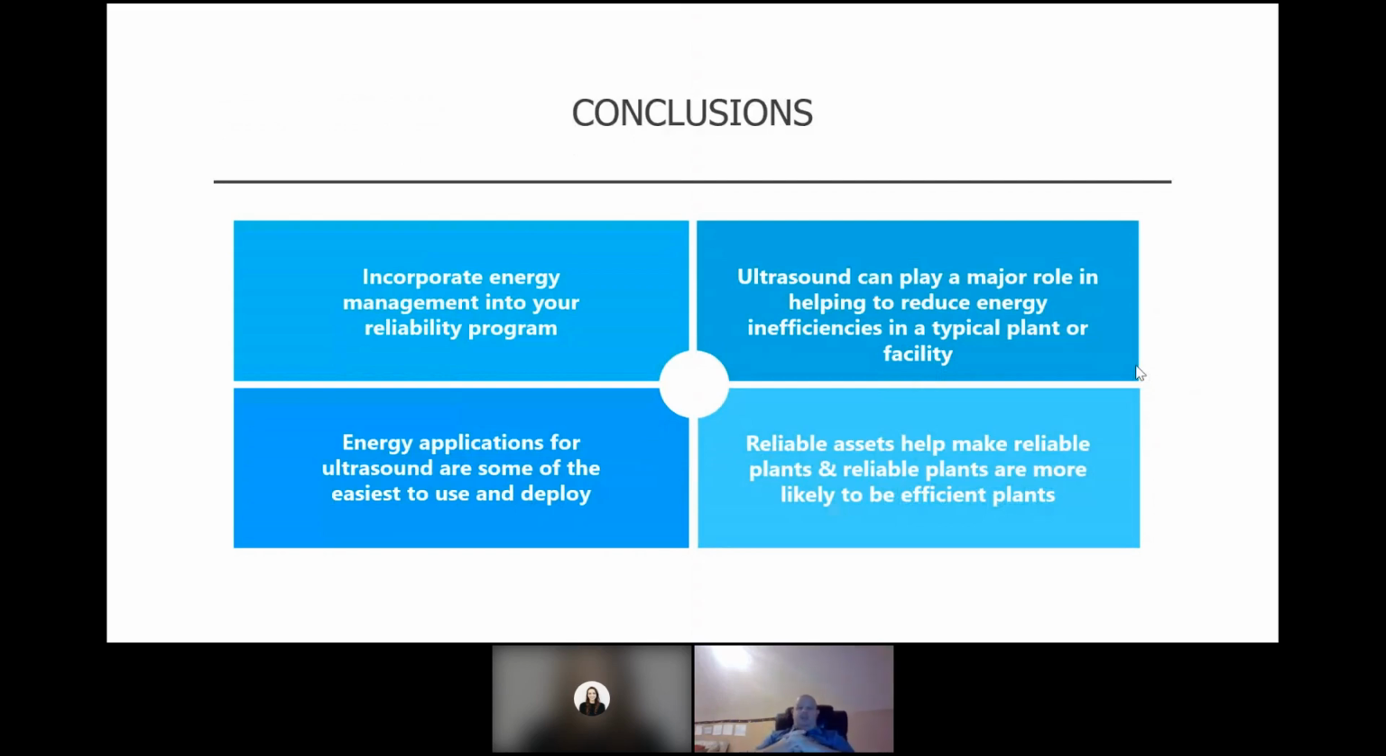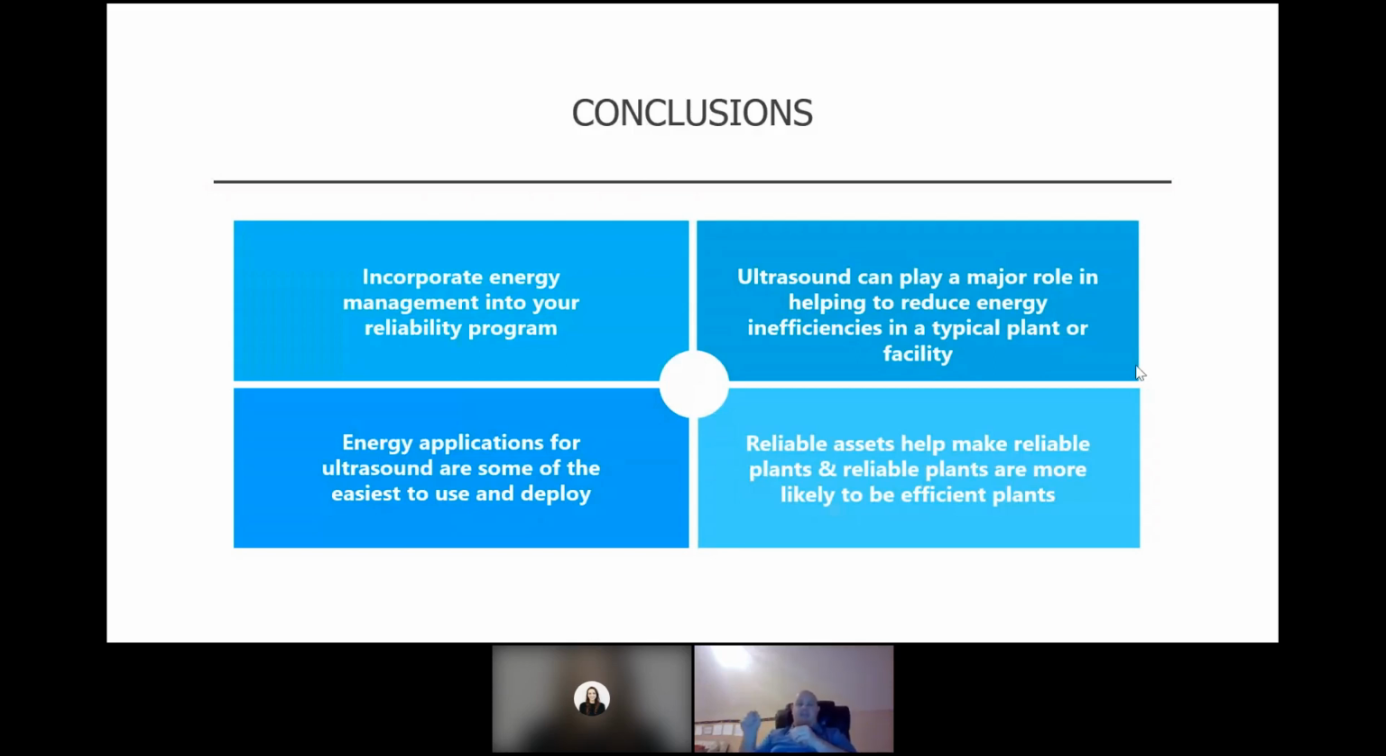expensive capital projects to install new compressors or backup compressors, when really, if we start with leaks, find the leaks, and then repair those leaks, that can go a long way in helping to improve the efficiency of our compressed air system. And a lot of times we don't need that rental compressor, or we don't need to make that big capital investment to install new compressors. Any of these energy applications, though, are going to be some of the easiest applications that you can use and deploy for ultrasound.